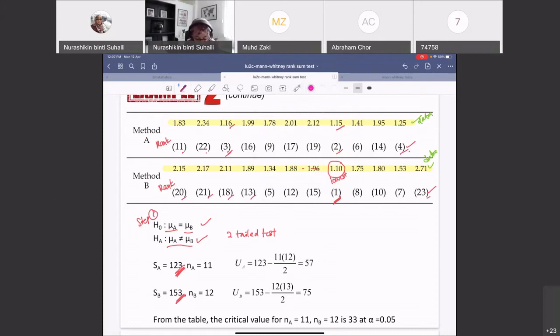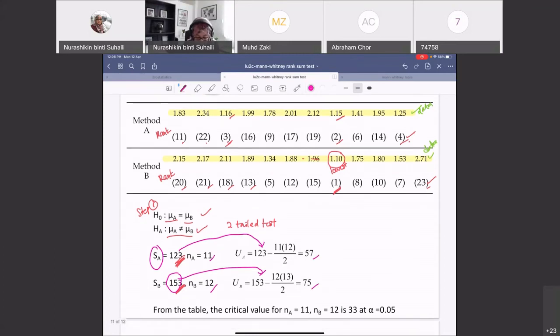Then you have to find the UA and UB, right? Using the same formula. So you have to find this one first. That's why you substitute this value into here, this one over here. A is 11 and B is 12. So you got UA as 57 and UB as 75. The U, because it's a two-sided test, is the minimum value of UA and UB, minimum of 57 and 75. So it is 57, the U value.